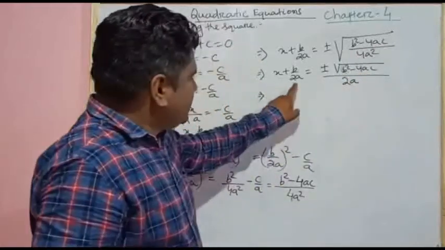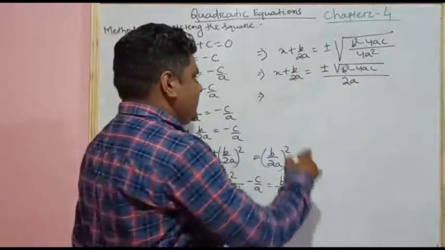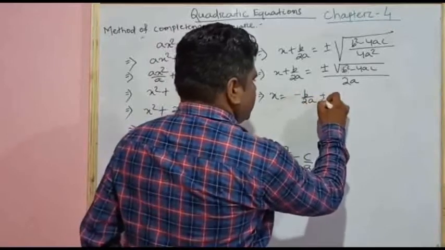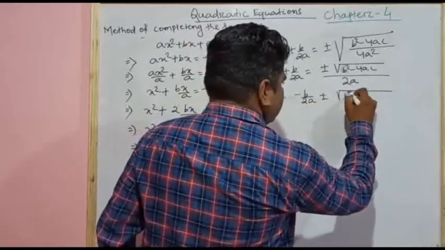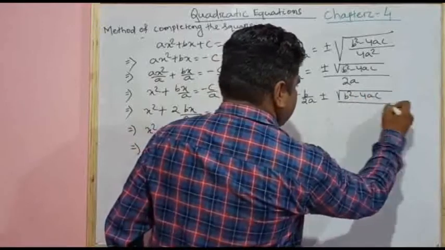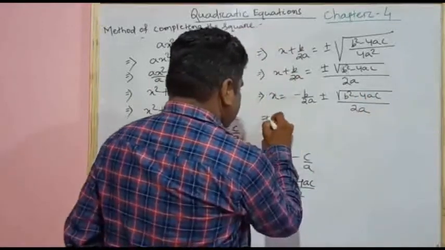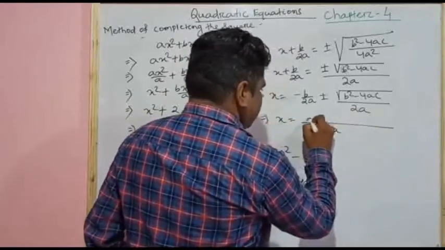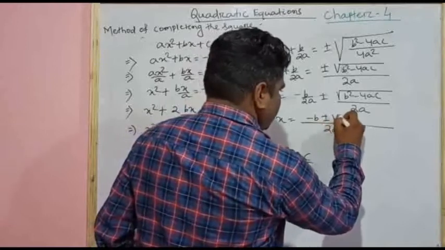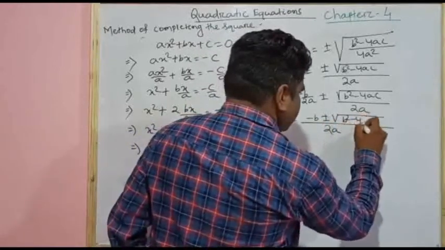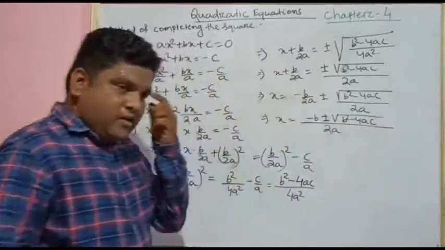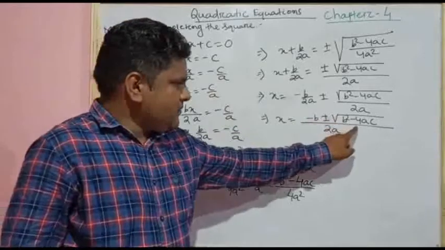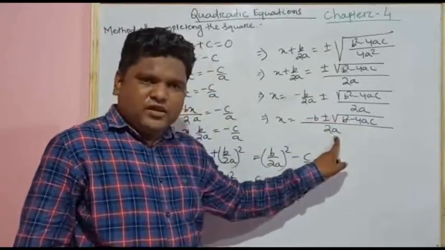Now we have to take this much to RHS. It will be negative on RHS. So x equal to minus b by 2a plus minus root over of b square minus 4ac by 2a. So x equal to, 2a will be the LCM, and it will be minus b plus minus root over of b square minus 4ac. Now we got x equal to minus b plus minus root over of b square minus 4ac by 2a.